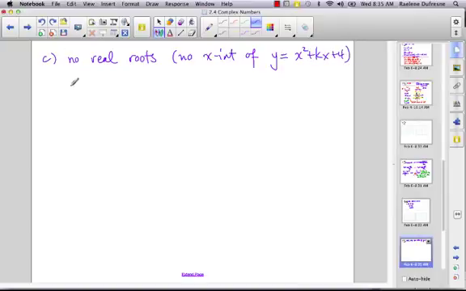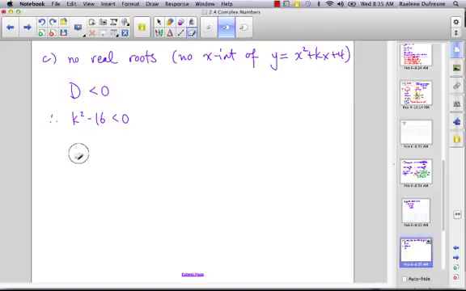And we know that this was going to happen when the discriminant is negative. So our discriminant is k squared minus 16. We want that to be less than 0. So we want k squared, which I'm going to put in green again, to be less than 16. We already had the graph drawn, but I will draw it again quickly so that it's on this page.